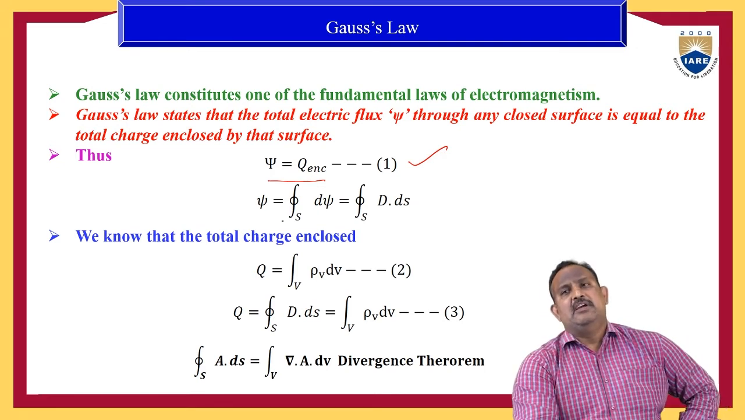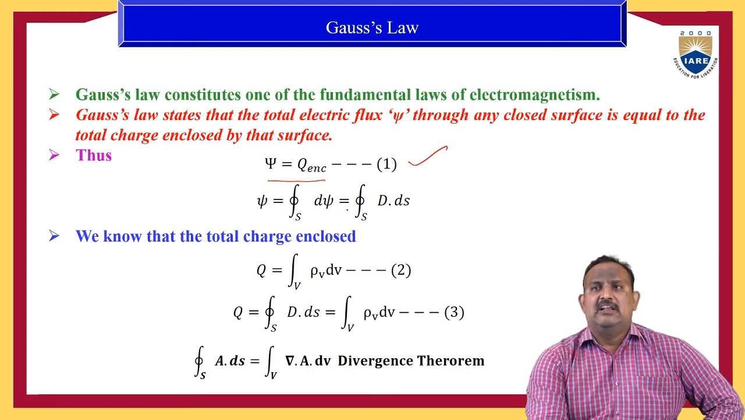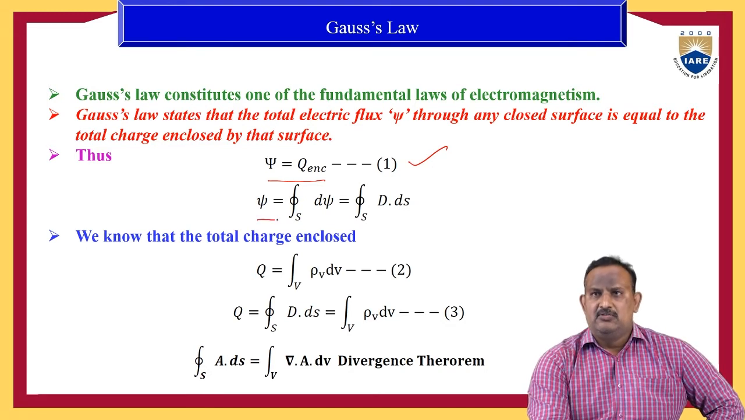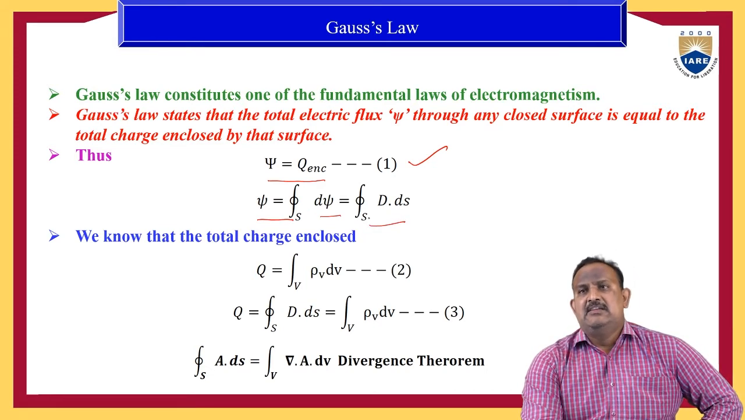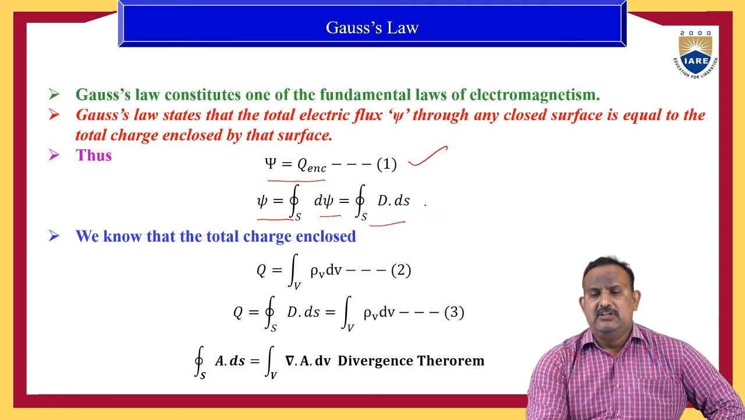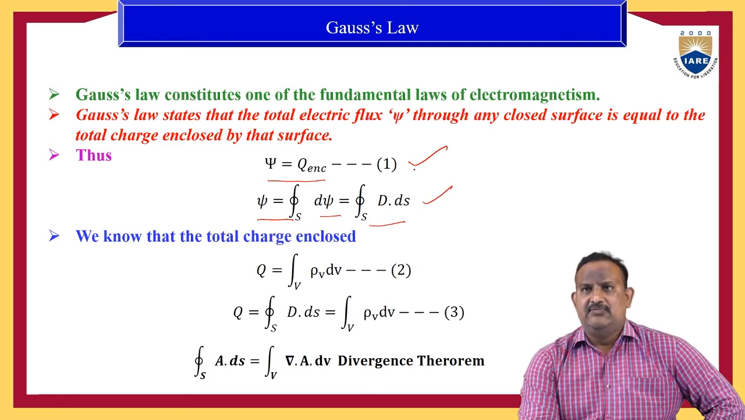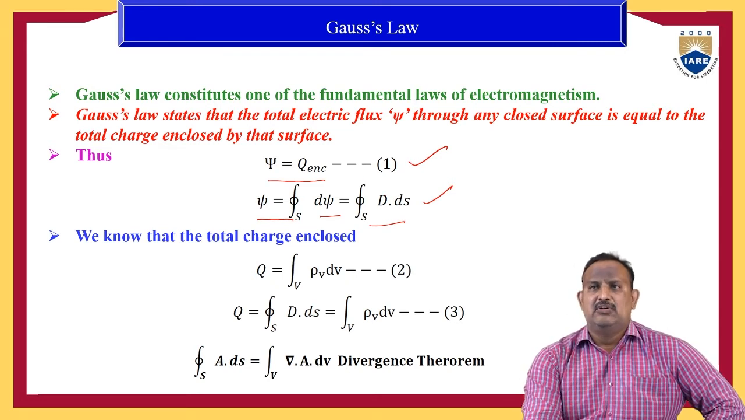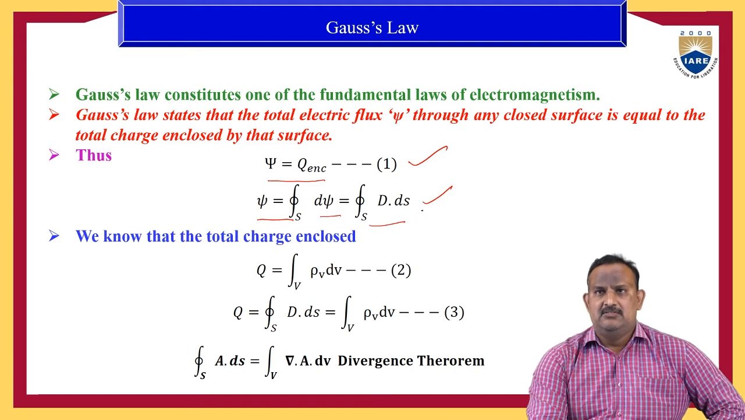But we have already defined the flux psi using the electric flux density. Therefore, psi is equal to the surface integral of d psi, which, according to the flux density, is the surface integral of D dot ds. According to electric flux density, we can define the electric flux as psi equal to the surface integral of D dot ds.